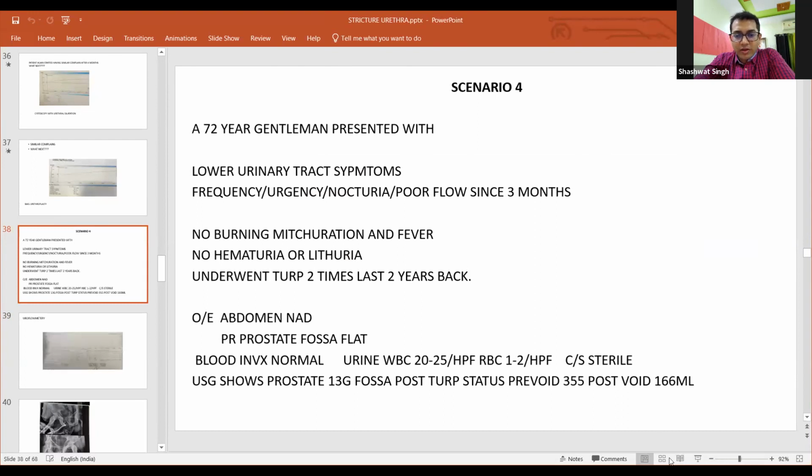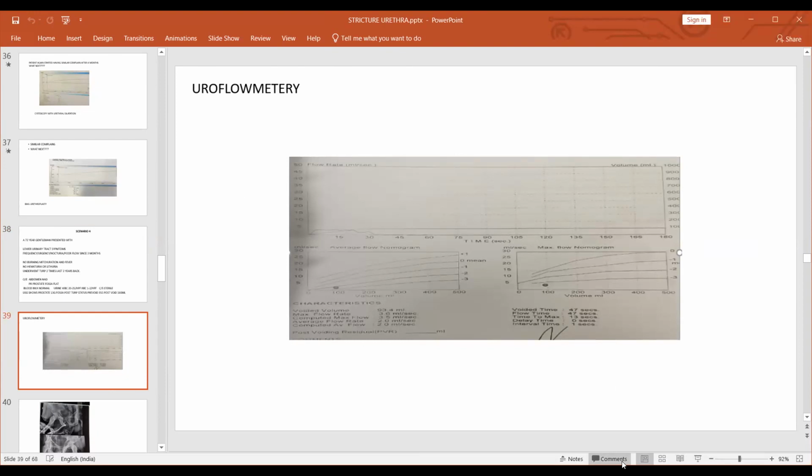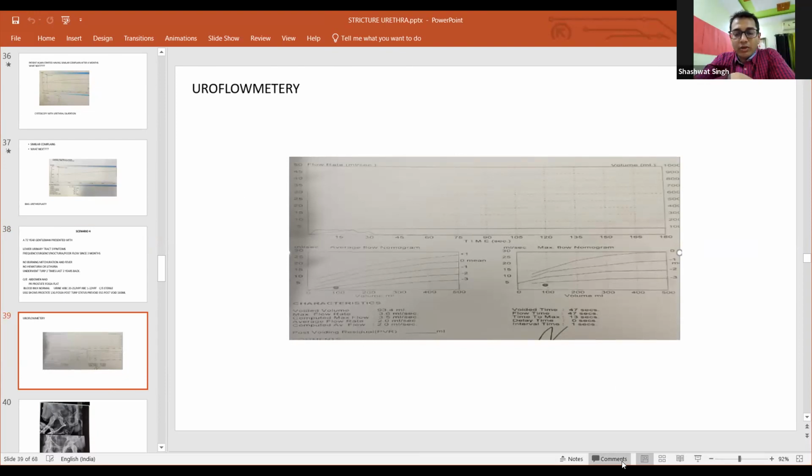So now next what? Sir, the prostate fossa looks open on the ultrasonography, sir. So, sir, a urodynamic study would be required, sir.